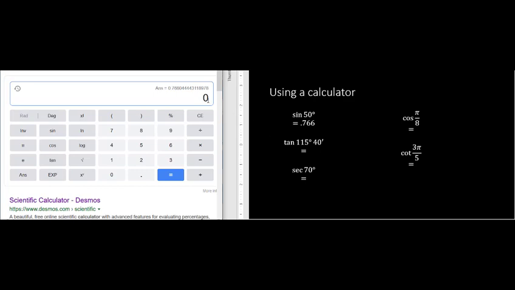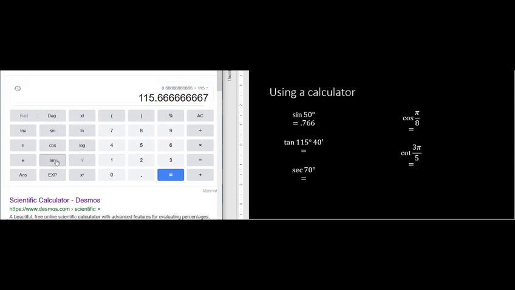So 40 minutes would be 40 over 60. 40 divided by 60, so that would be 0.66 degrees. And then you add that with 115, so that would be 115.6 repeating degrees. And then we want the tangent of that number, the tangent of that degree measure.